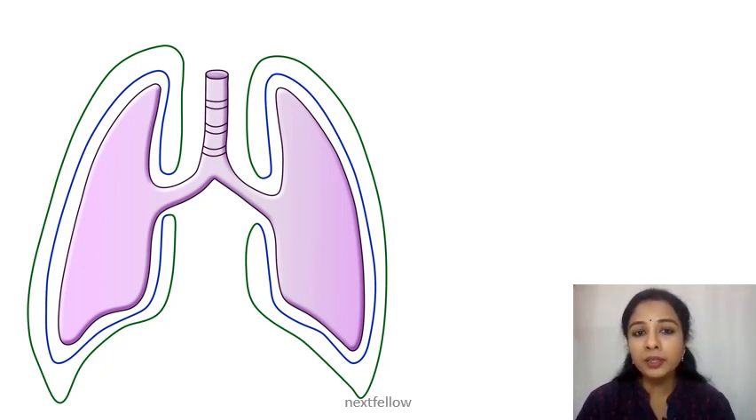And the gap between these two layers, the parietal and the visceral layer, this potential gap is called the pleural cavity. The visceral pleura and parietal pleura are lined by a squamous epithelium called mesothelium. And this mesothelium secretes the fluid which fills this pleural cavity.